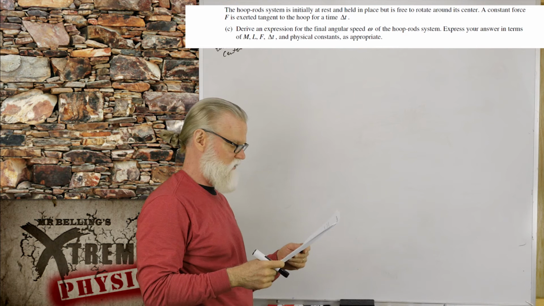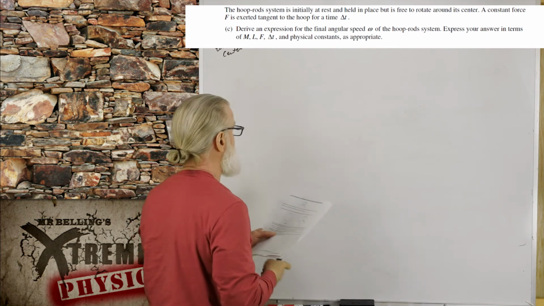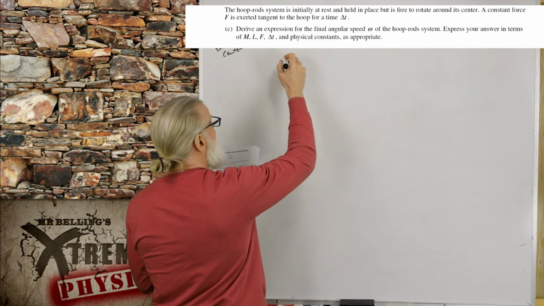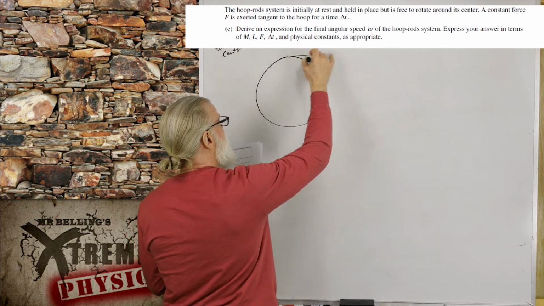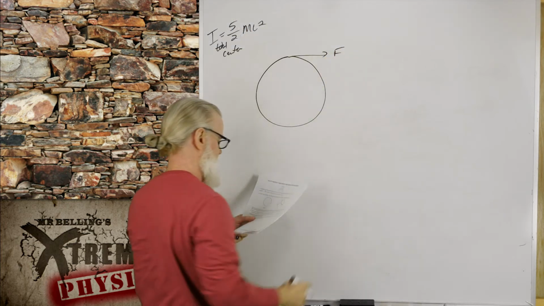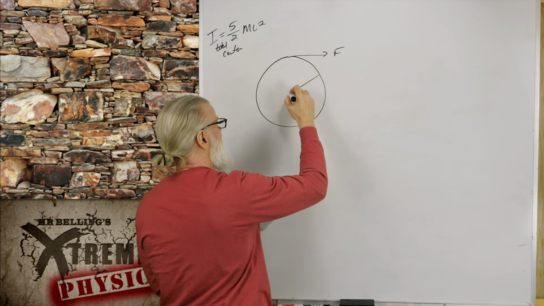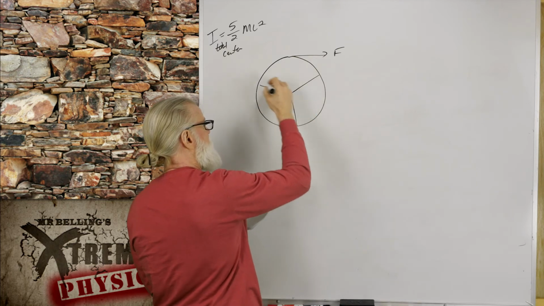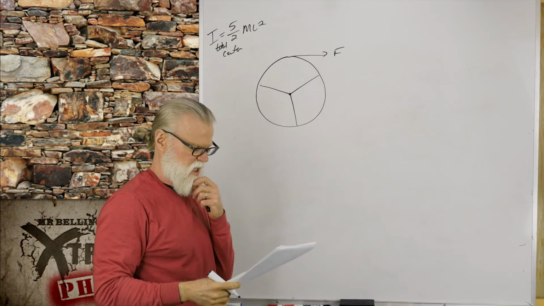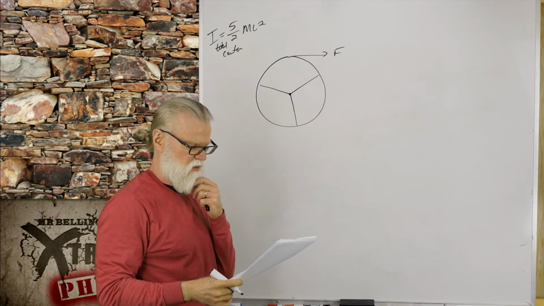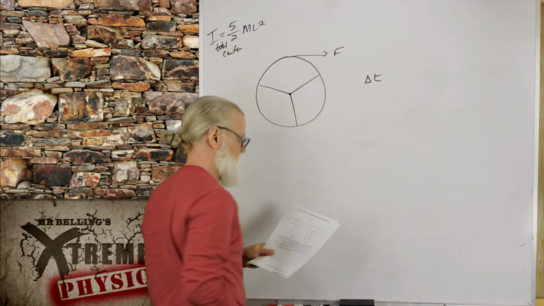A constant force F is exerted tangent to the hoop for a time delta t. Let's draw that again, and we're going to apply a force tangent to the edge of the hoop. There we go, and we got our 3 rods. I'm not going to draw them as triangles, I'll just do it like that. It just makes the drawing easier. We got something like that. So force times delta t. I bet we're going to calculate a torque.